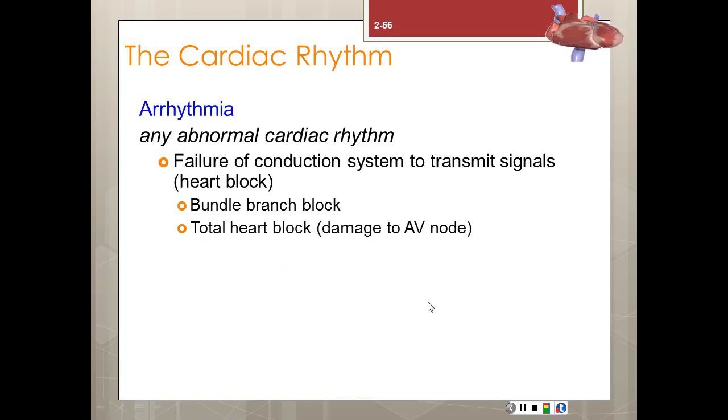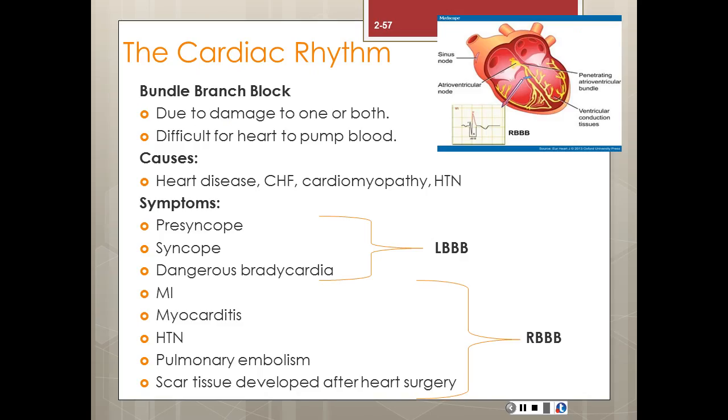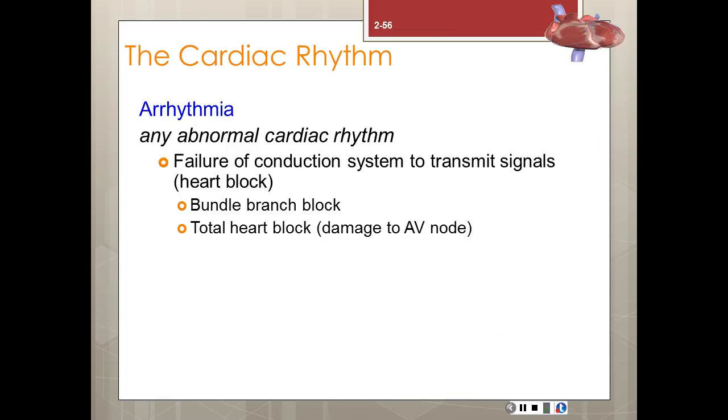Any abnormal cardiac rhythm is called arrhythmia. One cause of arrhythmia is a heart block, the failure of any part of the cardiac conduction system to transmit signals. It is usually a result of disease and degeneration of the conducting system fibers. Now we have a heart block. They have a few here: the bundle branch block, and then you have a total heart block, which is damage to the AV node.